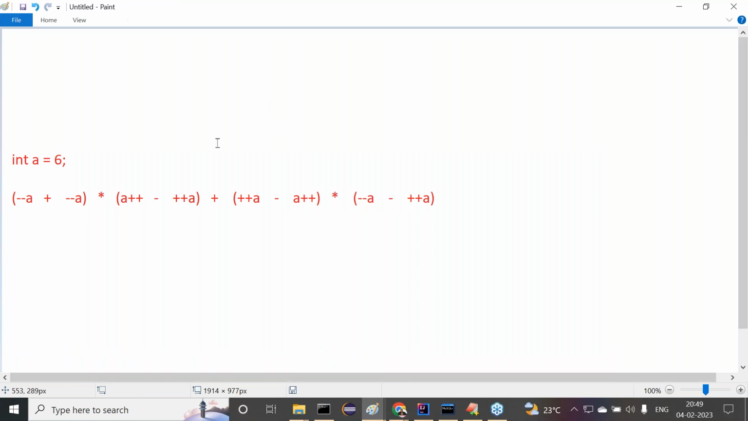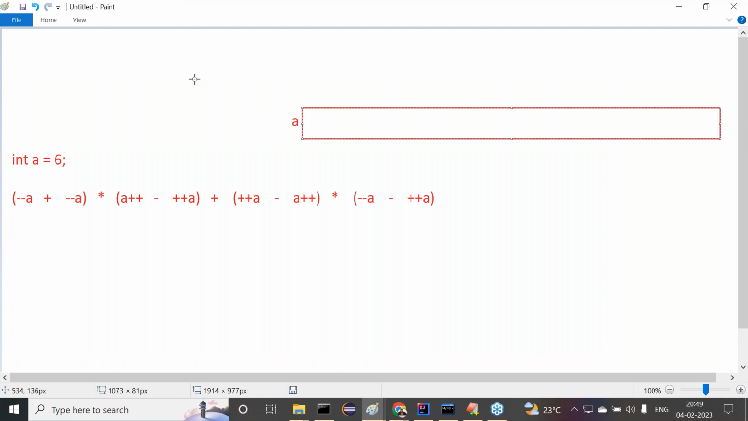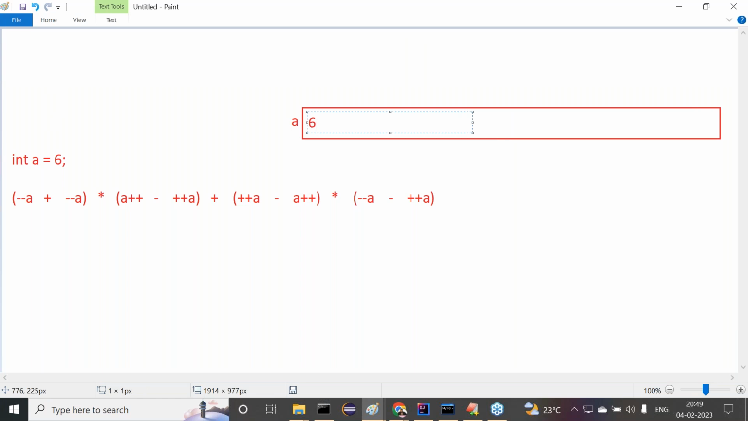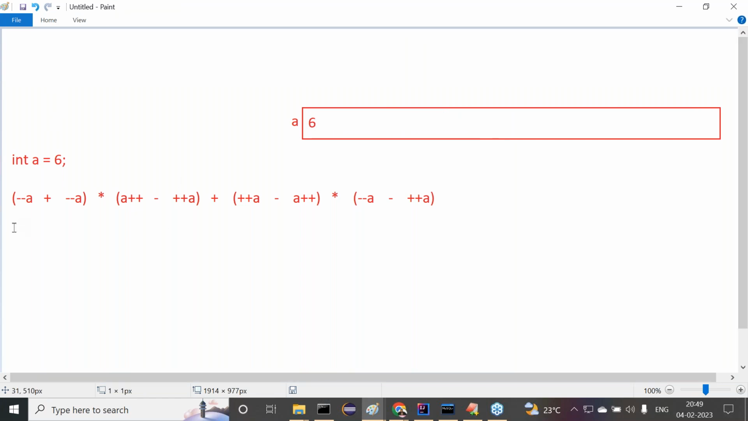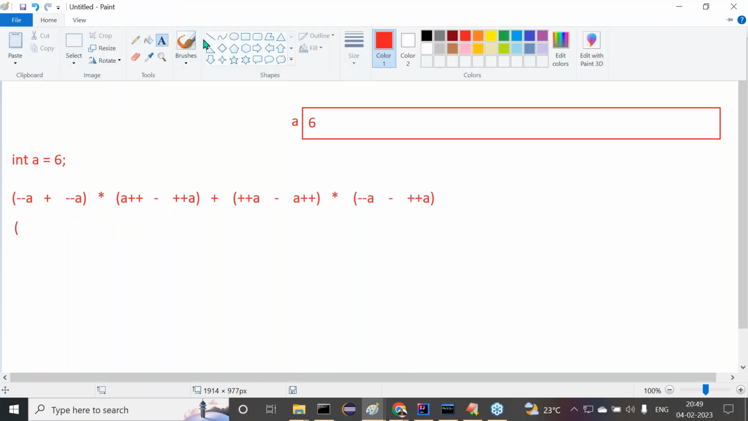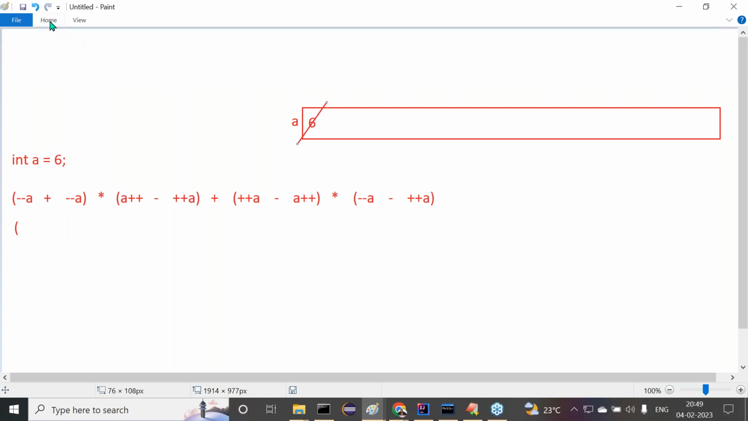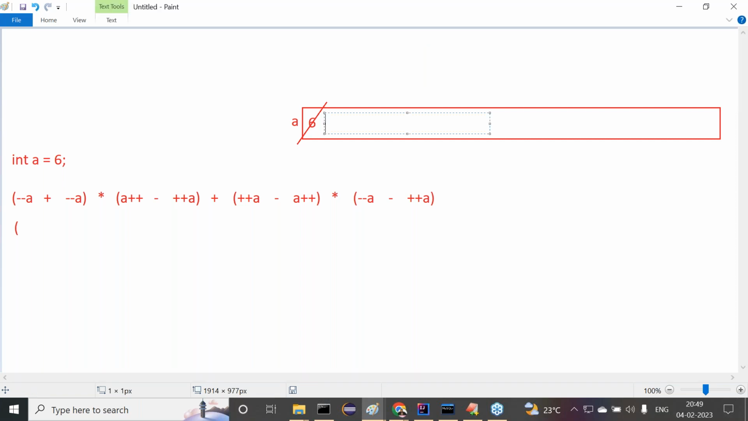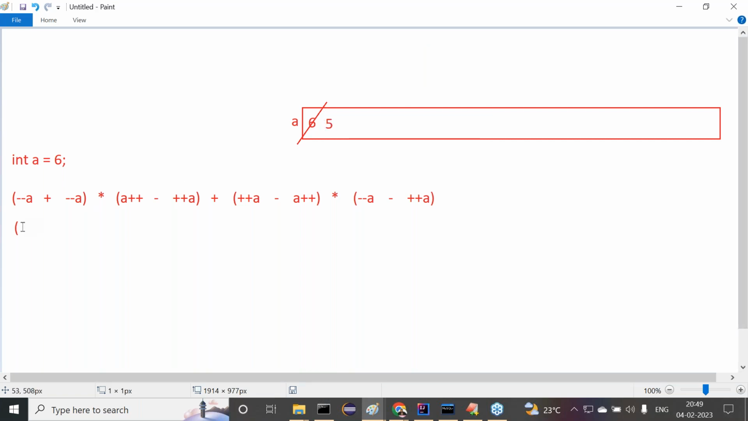All right. First of all, a variable will have 4 bytes of memory. In that 4 bytes of memory, what is the initial value? 6. Now, first of all, inside the brackets we have to complete the increment and decrement operators. First one is minus minus a. The a value will be decremented by 1. So 6 is decremented by 1. Here we are getting 5. 5 will participate in the expression.